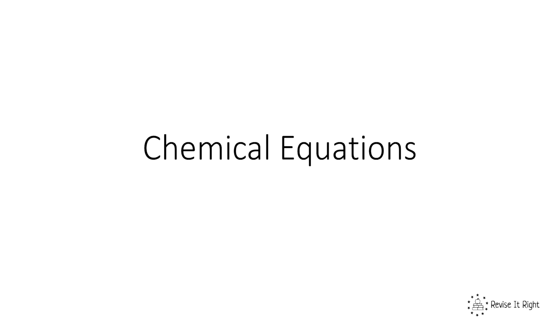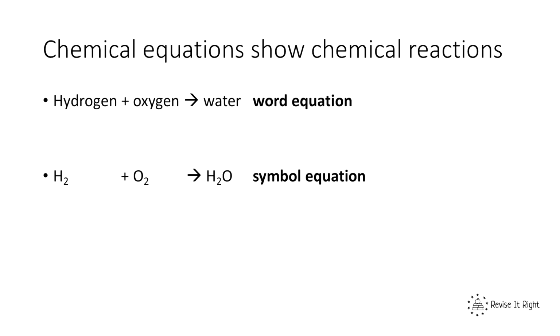This video is about chemical equations. Chemical equations show chemical reactions, and here you're seeing two types of chemical equations: a word equation and a symbol equation. In both of these types of equations, the reactants are on the left. These are the things that we are reacting together, and the products are on the right. The products are what's formed. So in this example, hydrogen plus oxygen makes water.